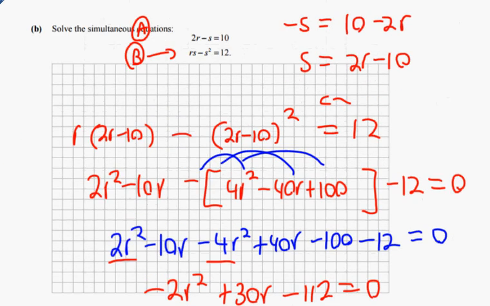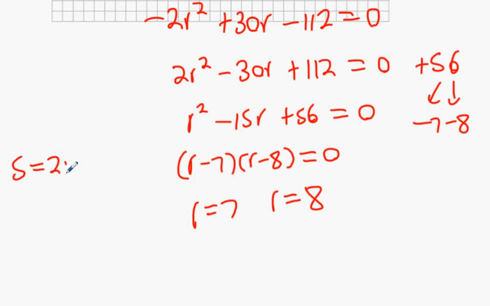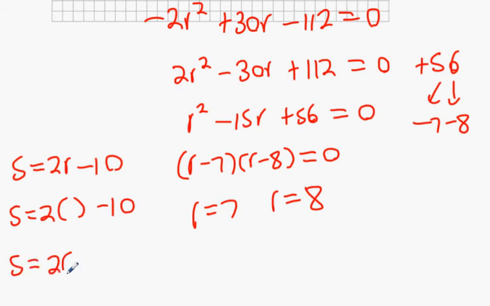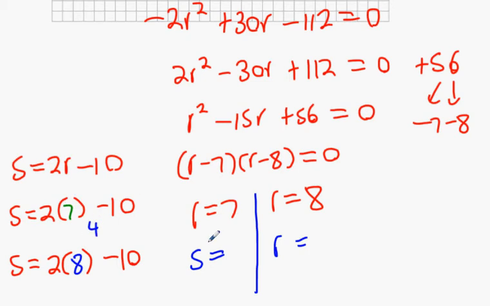Go back to the start and you realize, well, I also have to find out what s is. s equals 2r minus 10. This means s equals 2 times whatever r is, minus 10. Now, r has two different values, so what does that mean I should do? I should try them both out and see what happens. So when r equals 7, what's the answer? 14 minus 10, which is 4. And when r equals 8, 16 minus 10, which is 6. And there's your two answers.